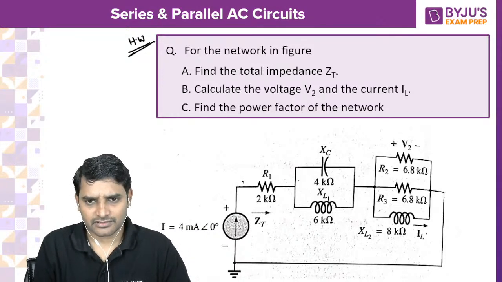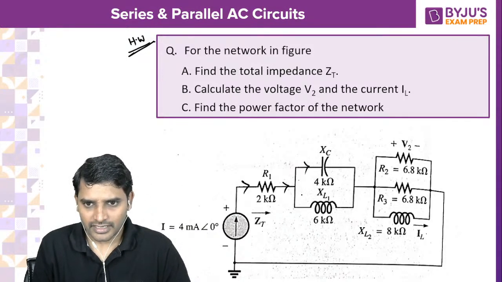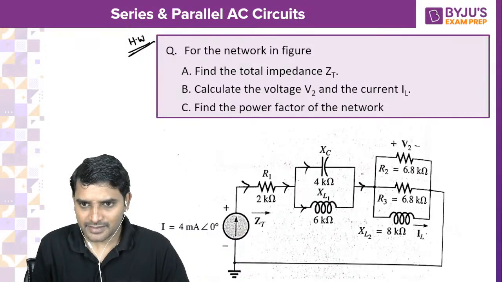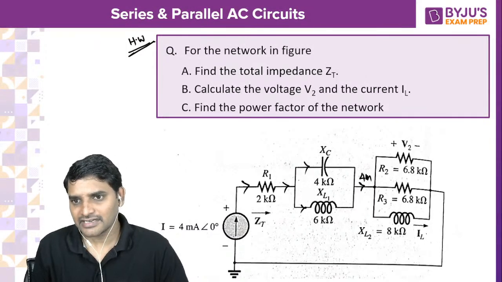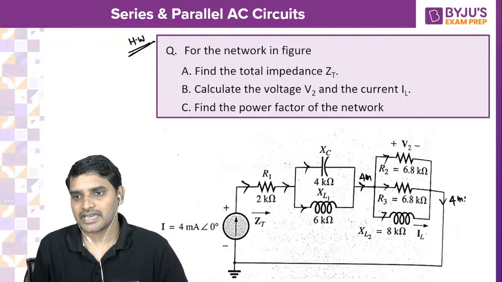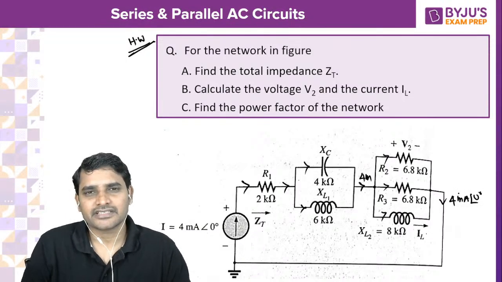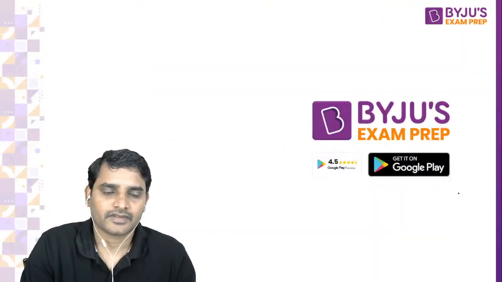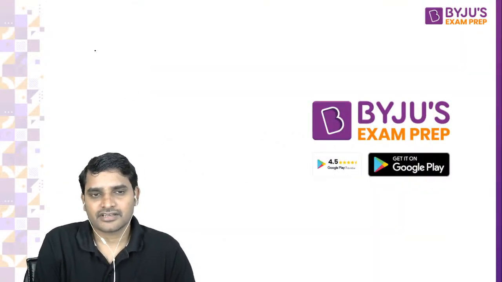Same current division rule here. Current will be divided here and the same current comes out, again 4 milli. Again the current will divide between these three, and the same current comes out, 4 milliamperes. Use current division rule, it will be so simple. Okay, all right, so that's all for the day.